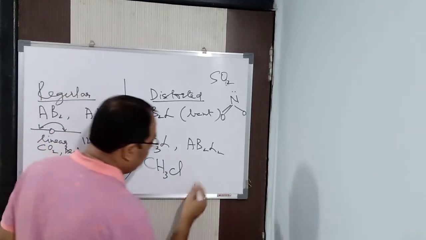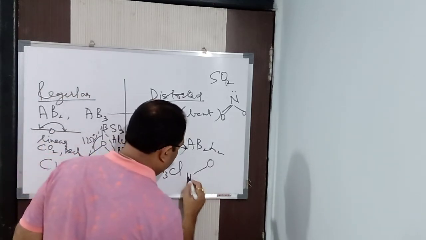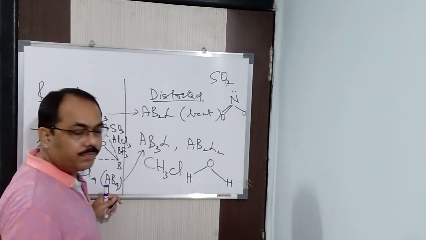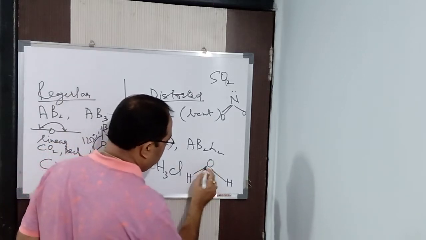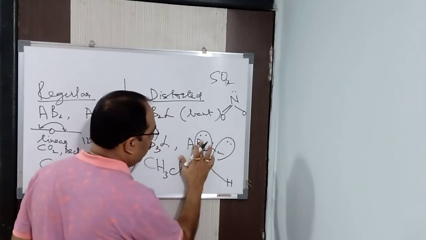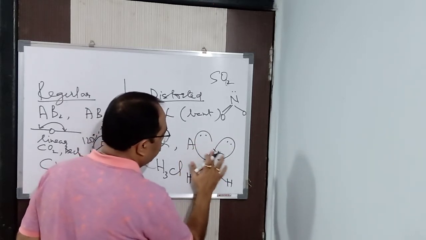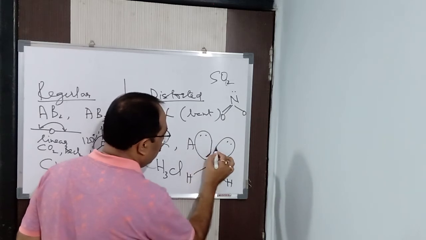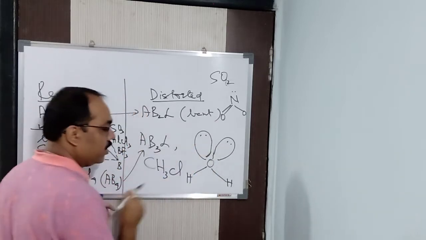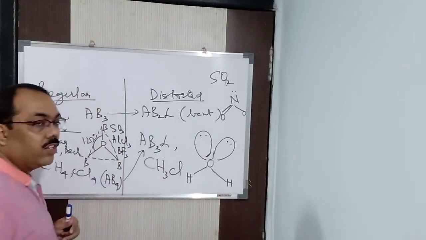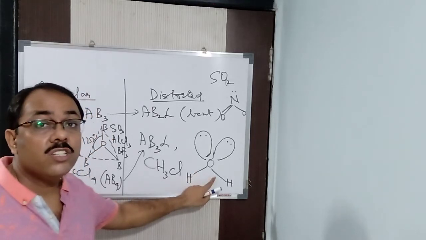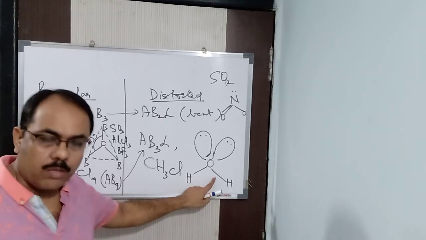Similarly, for AB2L, a very simple example is water. How is it water? Because you can see 2 bond pairs, and another 2 pairs are lone pairs. These 2 are the lone pairs. I hope you are able to understand it. Let me rub this out so you will not be confused. See, it is 2 lone pairs. So we are having 2 bond pairs and 2 lone pairs, because oxygen has 2 pairs of electrons not participating in bond formation in the water molecule. Due to which water is bent shaped. It has a distorted geometry.